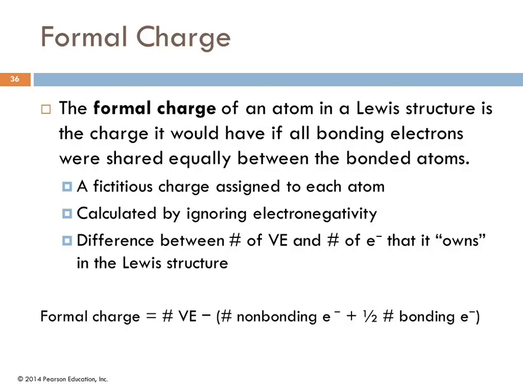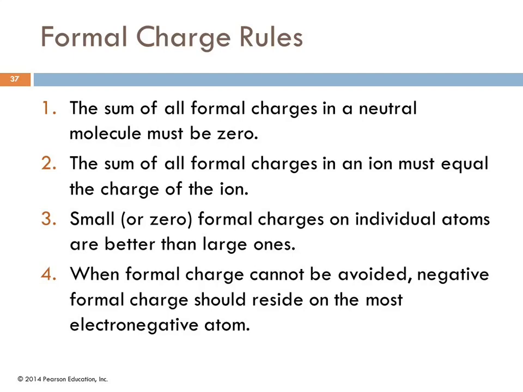So I'm going to show you what works for me. It's important to remember we're not looking at electronegativity at all. We recognize that many of these electron pairs, the bonding pairs, are not shared equally. But when we're computing formal charge, we pretend that they're shared equally. It's basically the difference between the number of valence electrons that that atom brought to the molecule and the number that it owns in the Lewis structure. And sometimes it gets a little bit out of whack. So let's look at our rules here. The sum of all formal charges in a neutral molecule must be 0. The sum of formal charges in an ion has to equal the charge on the ion.